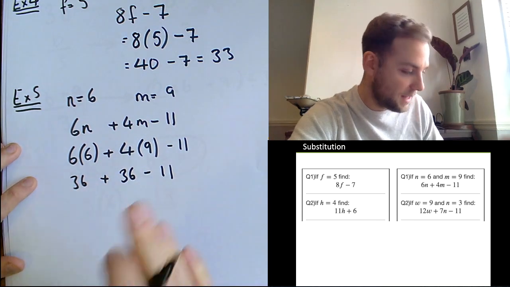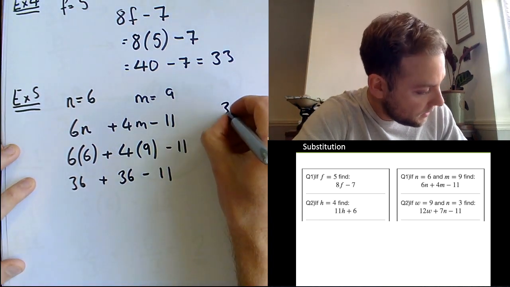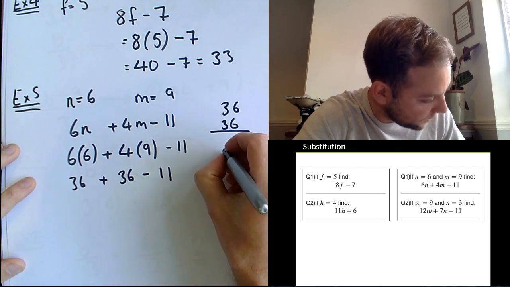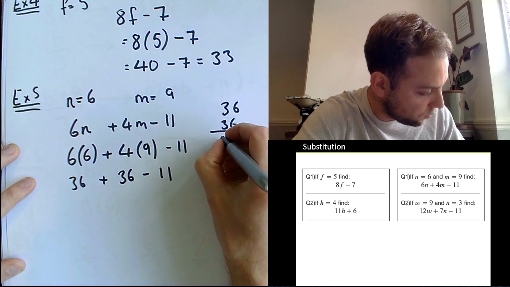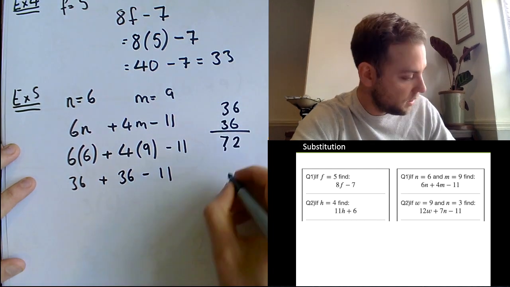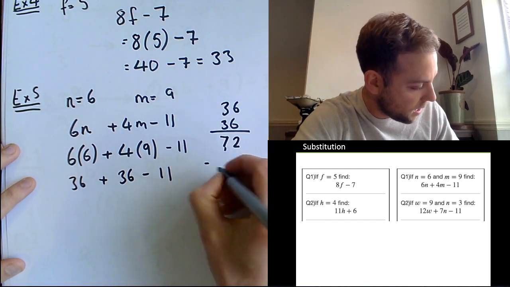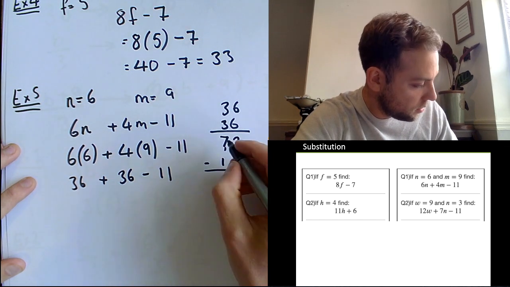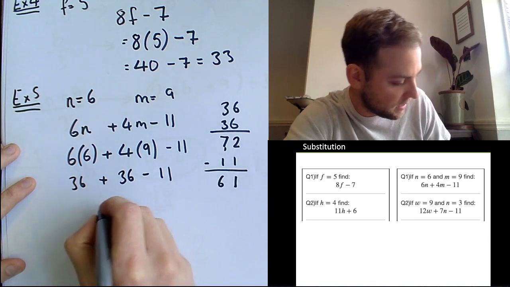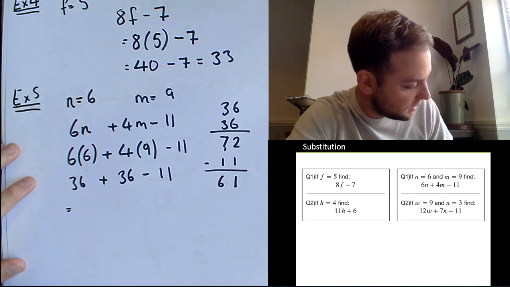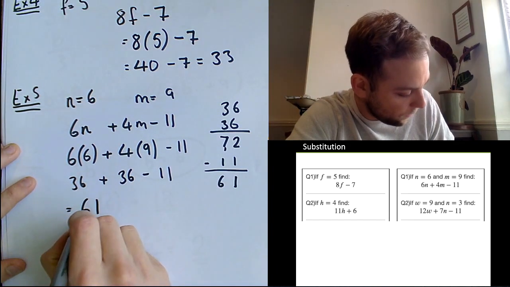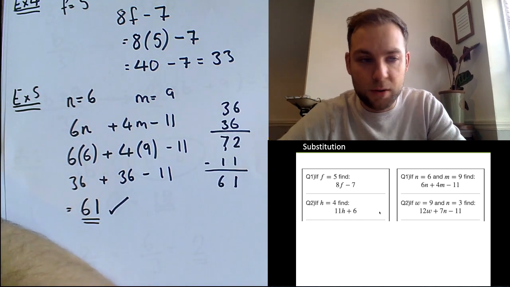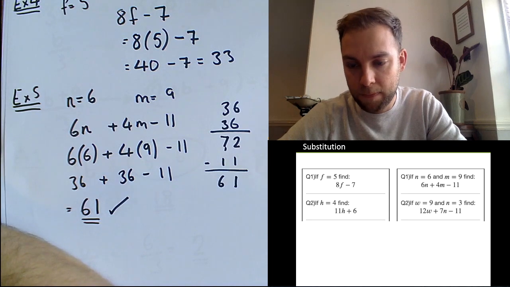Now I can't do this in my head, so I'm going to do it on the side over here. 36 plus 36, 6 plus 6 is 12, carry the 1. 3 plus 3 is 6, plus the 1 is 7, 72. 72 minus 11, 2 take away 1 is 1, 7 take away 1 is 6. So the answer to this is 61. Brilliant. So have a quick go at those 2 questions here now.